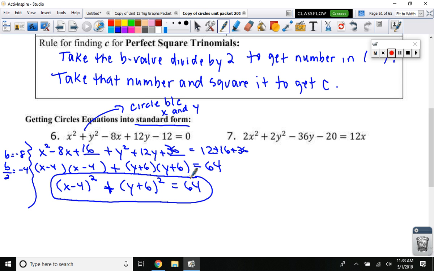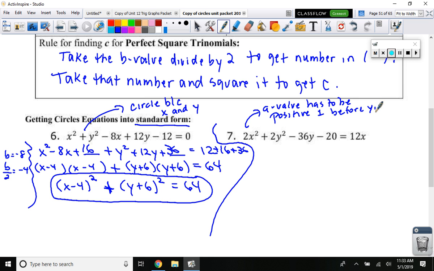So then this one over here, here's the catch when you're doing this, though. When you're doing this, the number in front of x squared has to be 1, positive 1. Okay? So a value has to be positive 1 before you start. Otherwise it won't work. You can't have the same thing twice if you got a 2 in front of it. A value has to be positive 1. So it's not a positive 1 right now. So before I start, what do I have to do? Divide everything by 2, right?